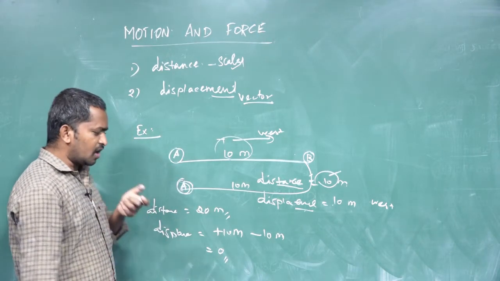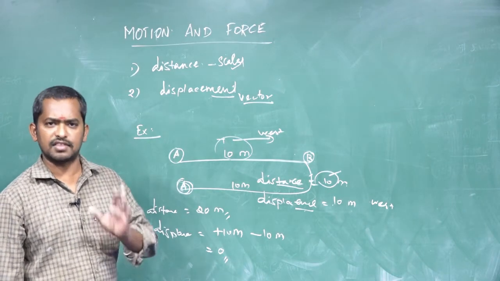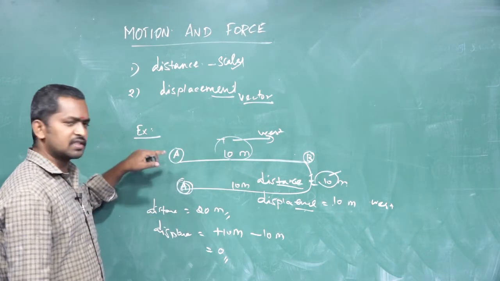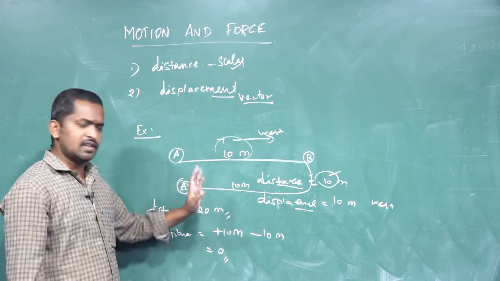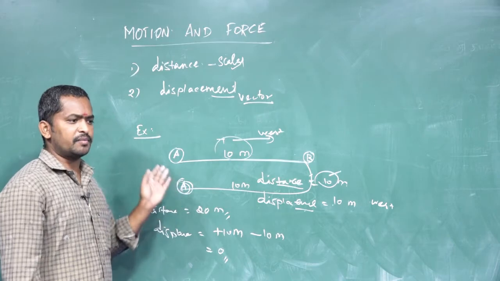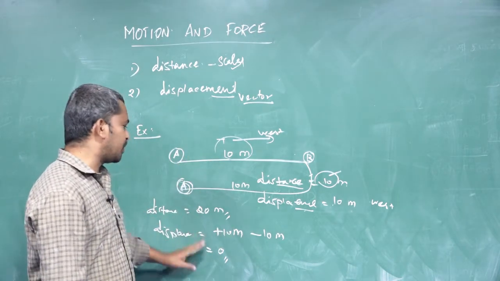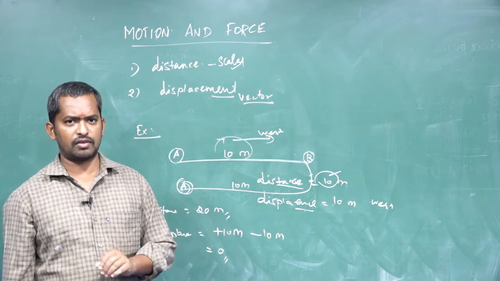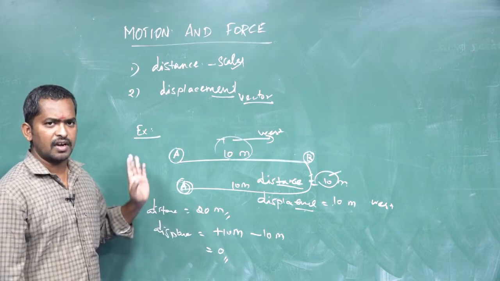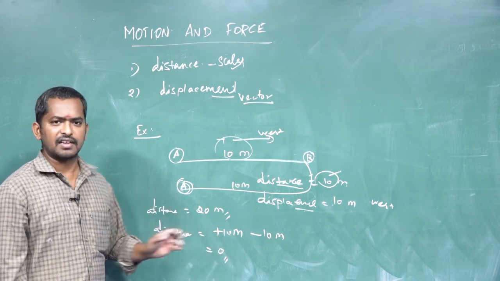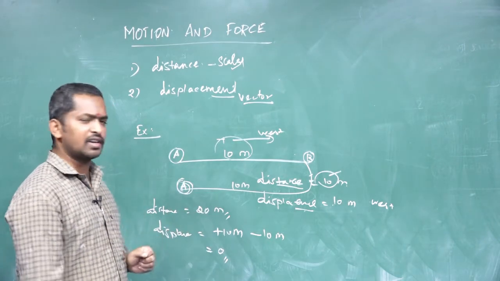Because the shortest distance between the initial and final point is called displacement. The initial and final point are the same, that's why the displacement is 0. Distance cannot have a positive or negative value, but displacement must indicate a positive or negative value. Sometimes displacement is 0, but distance can never be 0. So this is the main difference between distance and displacement. It is a very important difference.